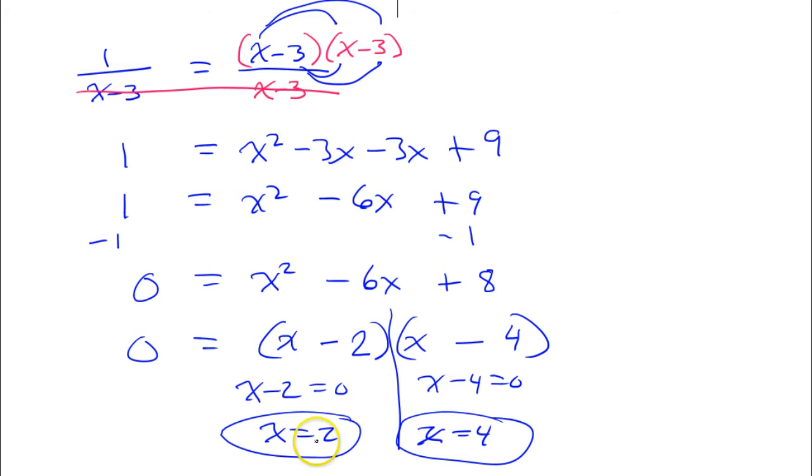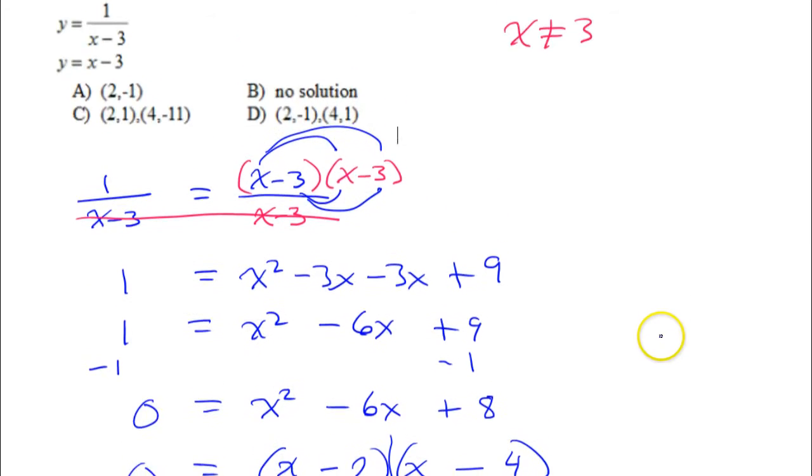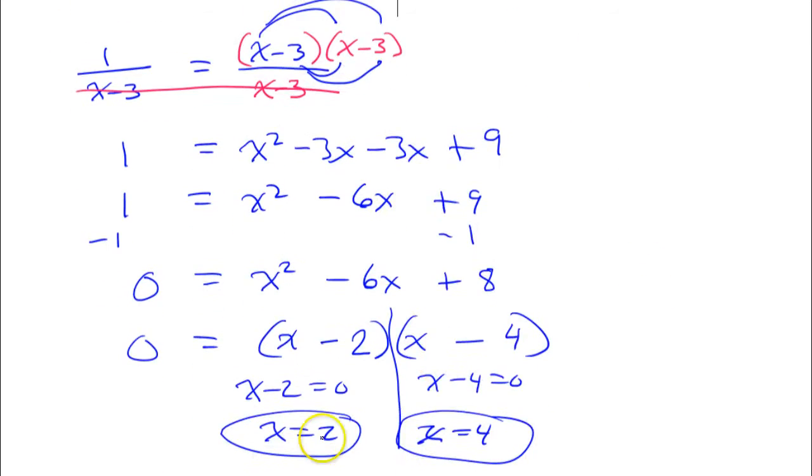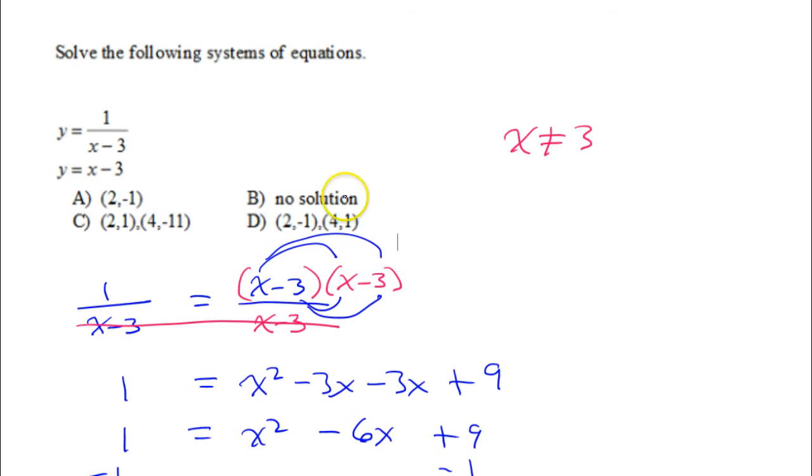2 and 4. Are either of these excluded? No. Alright, x cannot equal 3, but 2 and 4 are fine. Now we are not finished because what we have are the x values, but we still need the y values. Alright, so we have 2 and we have 4. We need the y values because you see right here we have y involved in this system.